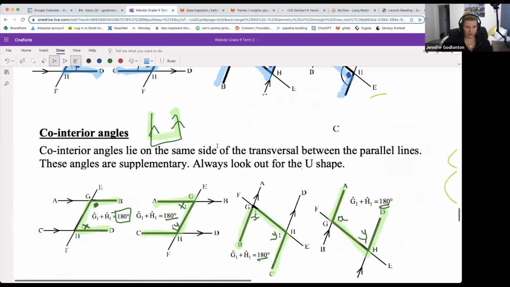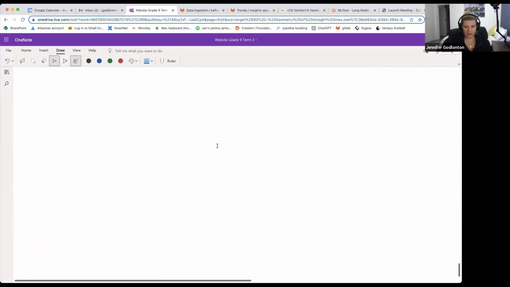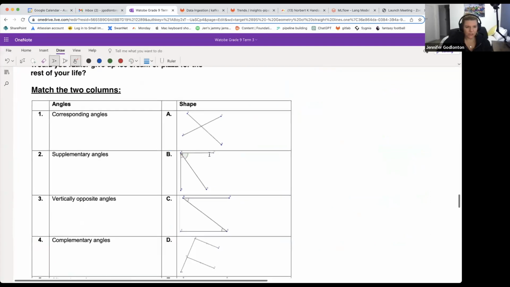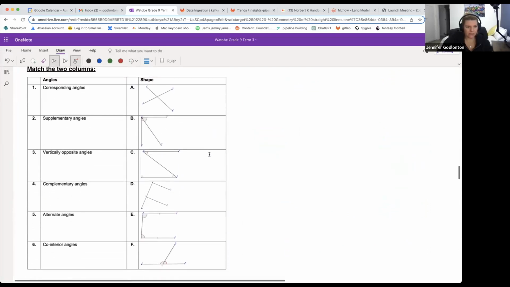Okay. All right, last question of the night. Where did it go? Here it is. Okay. So all we need to do for this, our last mission for this evening, is try and match these up. You need to tell me which letter is going to go with corresponding, which letter is going to go with supplementary. Let's see how fast we can do these. Let's do it one by one. Which one of these letters is going to go with corresponding angles?